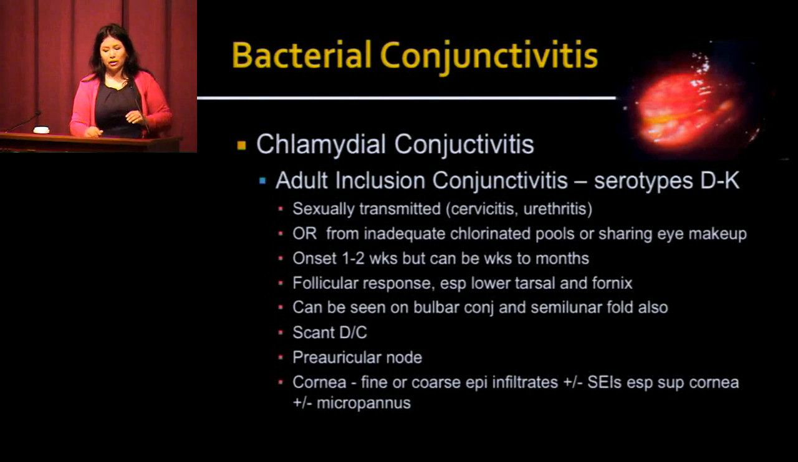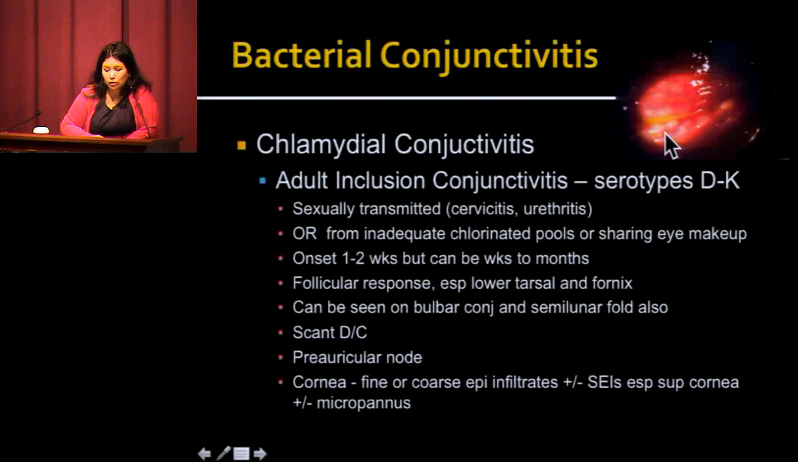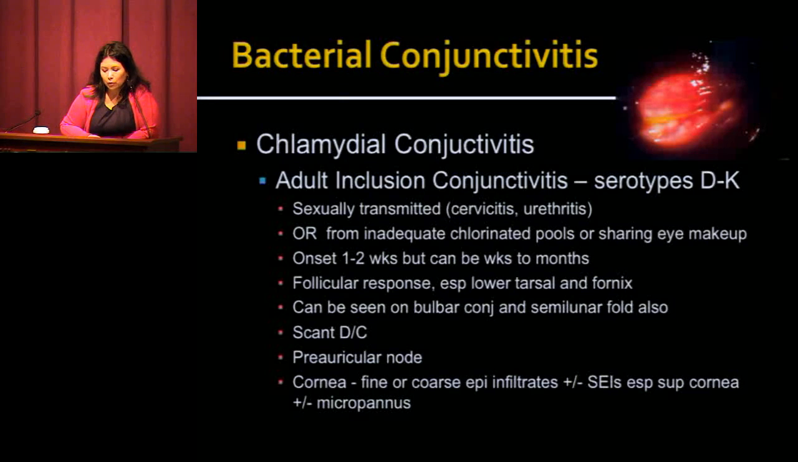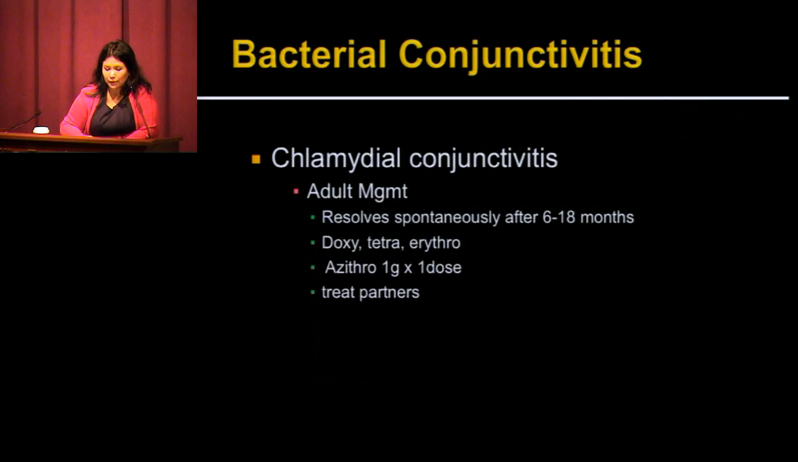You get a follicular response, like I said, over here, lower eyelid in adult inclusion conjunctivitis as opposed to trachoma, which was superior lid. And you can see them on the bulbar conjunctiva and the semilunar folds. Very little discharge with these. It's really just going to be a diagnosis where you see all these follicles and just chronic conjunctivitis, and you can have fine coarse epithelial infiltrates and subepithelial infiltrates and micropannus.